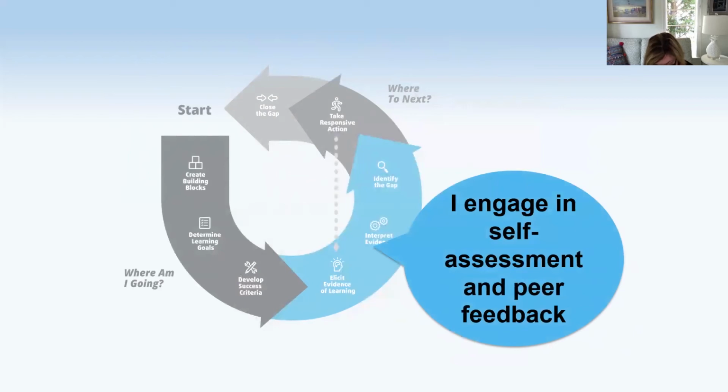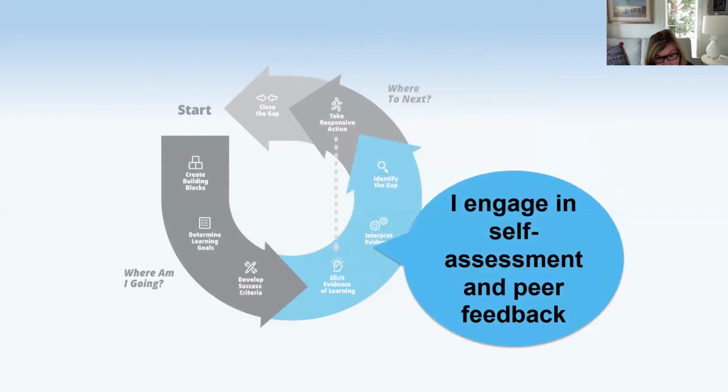Now, there isn't time in this webinar to talk in detail about how students need to be supported to do this, but these skills need to be taught, and the good news is they can be taught. They need to be monitored and nurtured all the way through a student's schooling.